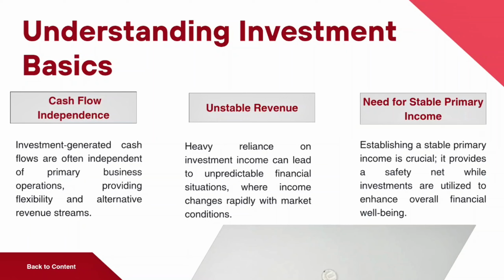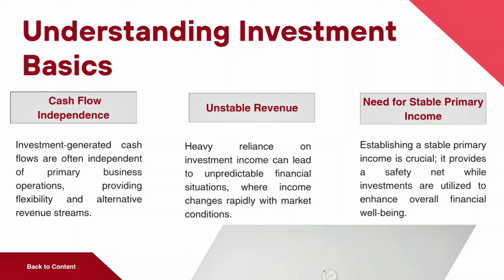Unstable revenue. Investment income, while rewarding, is often unpredictable. The stock market, real estate, cryptocurrencies, and other assets experience fluctuations influenced by economic conditions, demand, and other factors. Why does it matter? Depending fully on unstable revenue is risky. If the market performs poorly, your expected returns could decrease significantly, and in some cases, you could even lose money. Kapag bumagsak ang market, posible kang malugi o mawalan ng kita, kaya hindi advisable na iasa lahat sa investments.